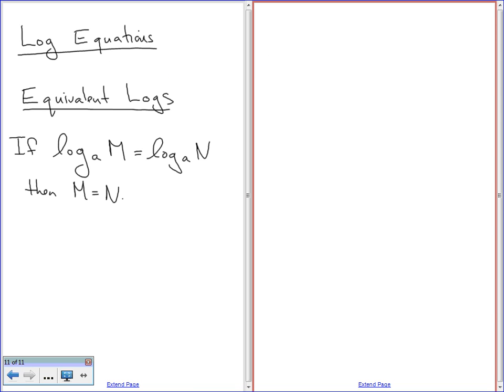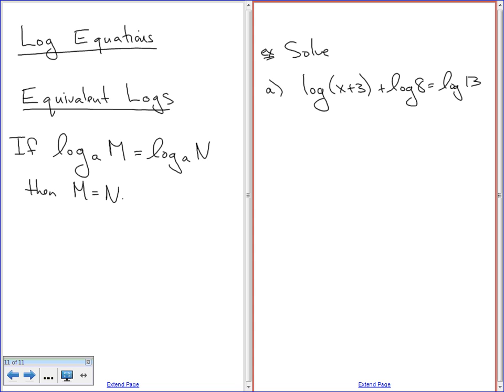Example. Solve the log of x plus 3 plus the log of 8 is equal to the log of 13. Whenever you are solving exponential equations where the bases cannot be made the same, you start by taking the log of both sides. Whenever you're solving log equations, and you'll know because it'll say log with an equal sign, your goal is to combine each side into single logarithms.